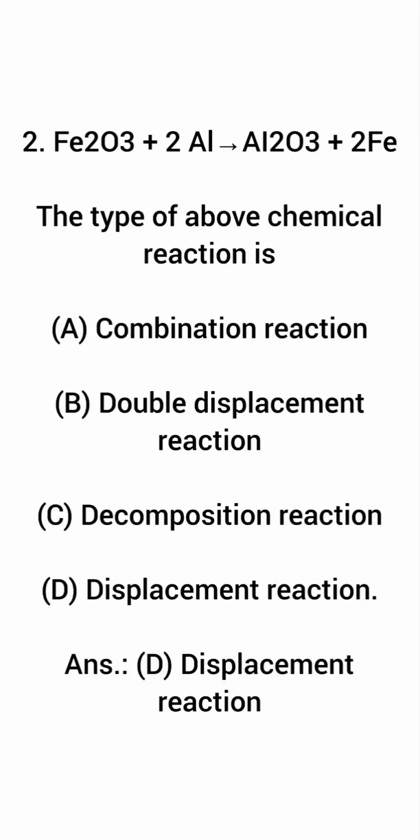In this reaction, ferrous oxide reacts with aluminium to give rise to aluminium oxide and iron. The type of the above chemical reaction is displacement reaction.